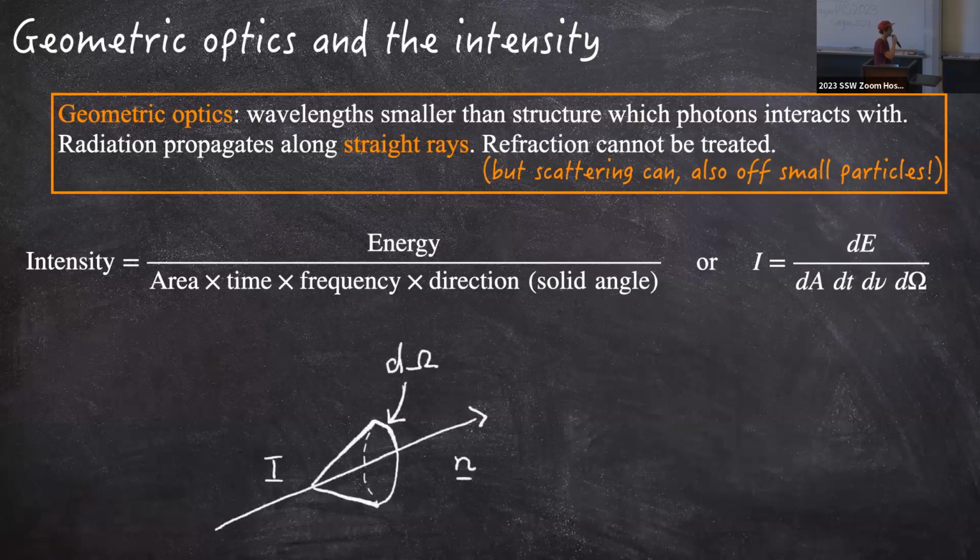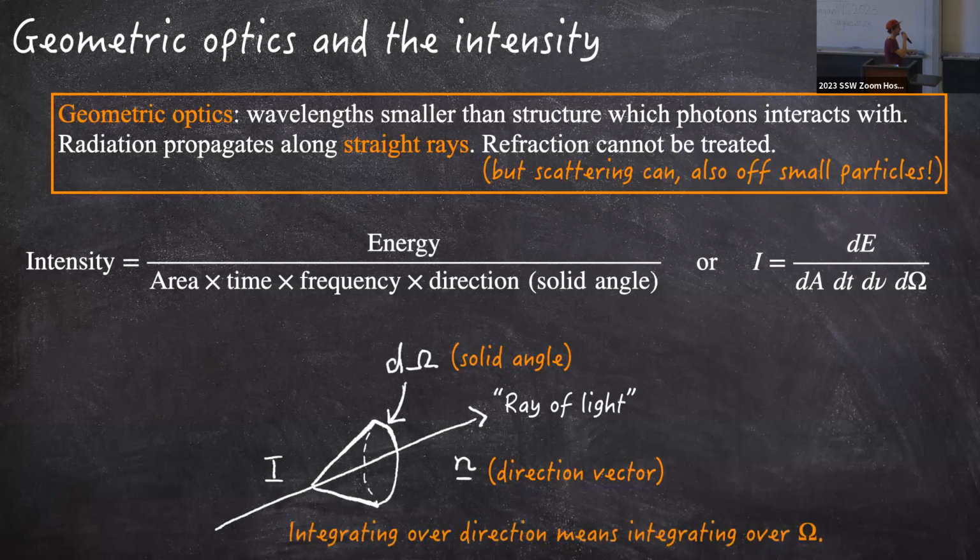And you can really imagine it like this. You have a ray of light that's going on a straight line in this direction. And this vector n is the unit vector that points in the direction of travel, and it's pointing into the solid angle element. They're kind of the same thing. So whenever I talk about integrating over direction, I mean integrating over all solid angles. And yes, there'll be a bit of math in this talk just because of the title. Sorry.